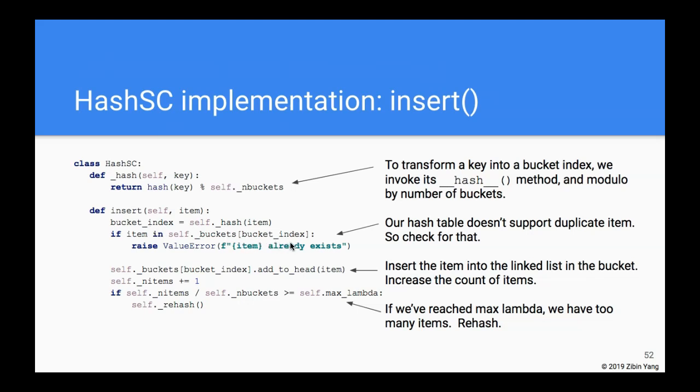One thing that our hash table does not support is duplicate items. So we check if the item is already in that bucket, and if so, we raise an error. Otherwise, we take that bucket, and remember that bucket is just a linked list, and we can simply add that item to the head of the linked list. In this linked list, the order should not matter because we expect the linked list to be small.